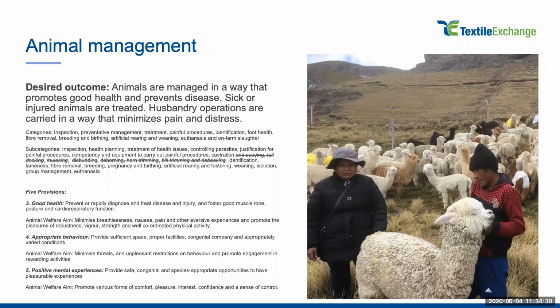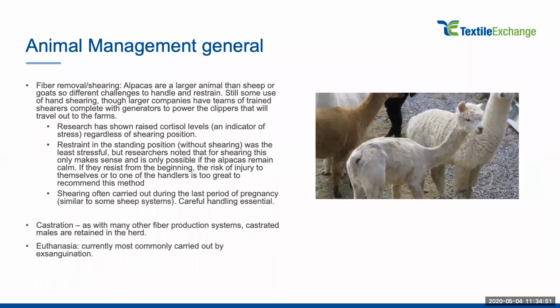Those are the very species specific requirements. We still could be talking about castration for alpacas, and obviously fibre removal, breeding, pregnancy, birthing, all those things are common across all the different species. If I can go to the next one and look at the general animal management, and then I'll talk a little bit about health.